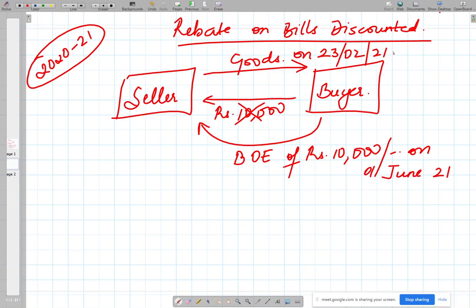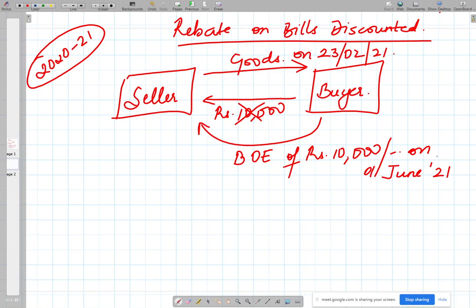Now the seller has the bill of exchange. He has accepted it and keeps it with himself, and then after a while he feels, I want my 10,000 back. I want my money. But he can't force the buyer to pay the 10,000 right now, because a deal has been made between them, a bill of exchange is drawn, and the seller has already agreed that he will wait till 1st of June 2021. So he has to wait.